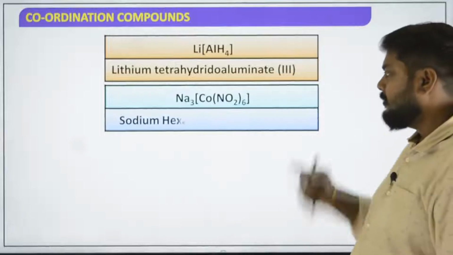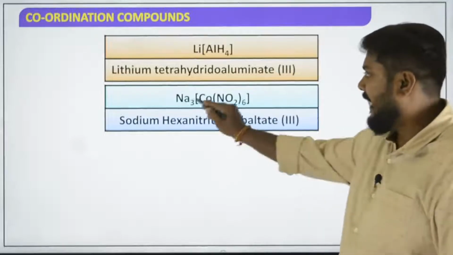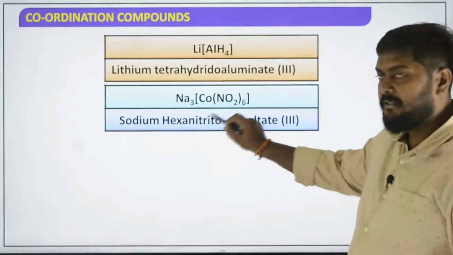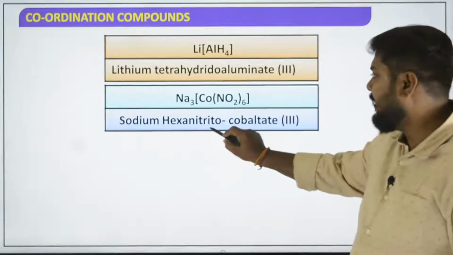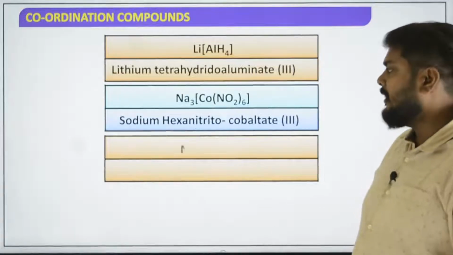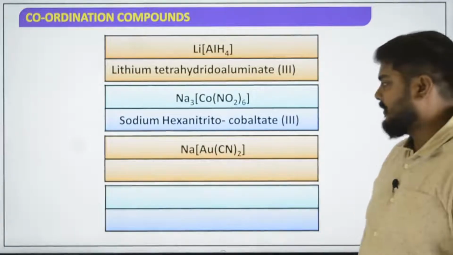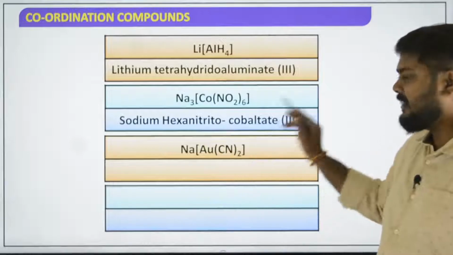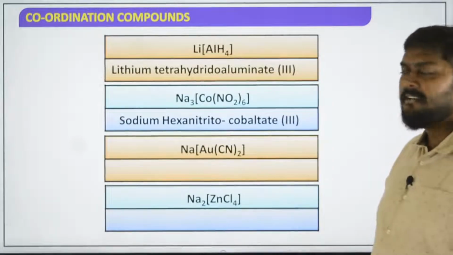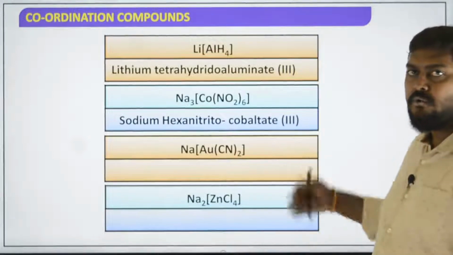Na3[Co(NO2)6]. So this is mentioned as sodium. The cation is sodium, and you have hexanitrito, 6 NO2, so hexanitrito cobaltate(III). Parallelly, for your practice, I have given two complexes. One is Na[Au(CN)2]. You have to name this complex, and Na2[ZnCl4]. You have to try these two complexes, right?